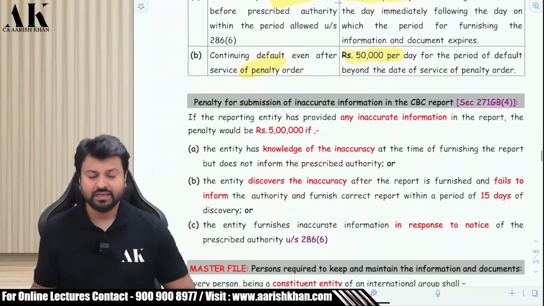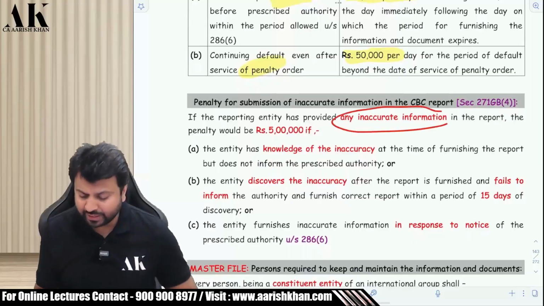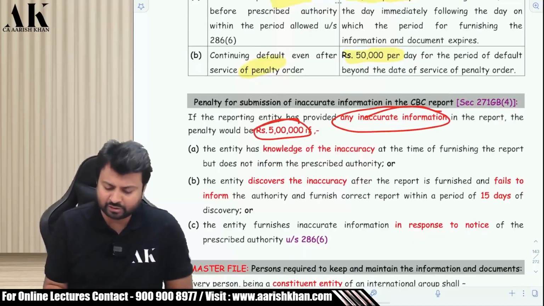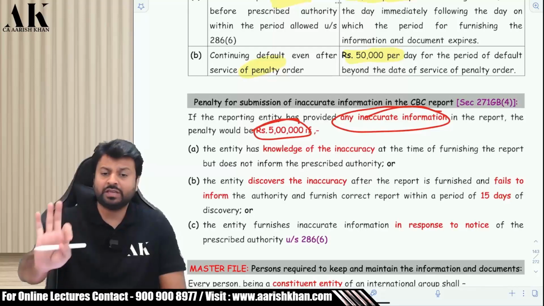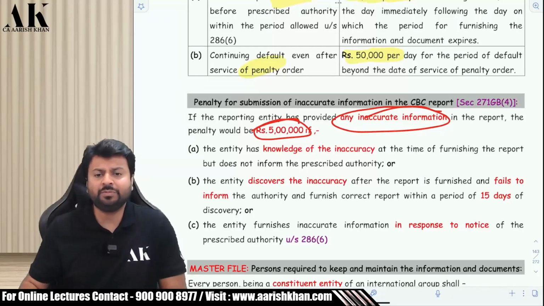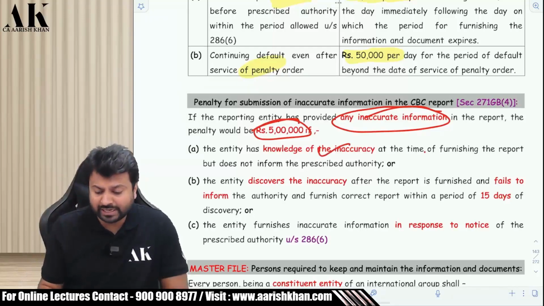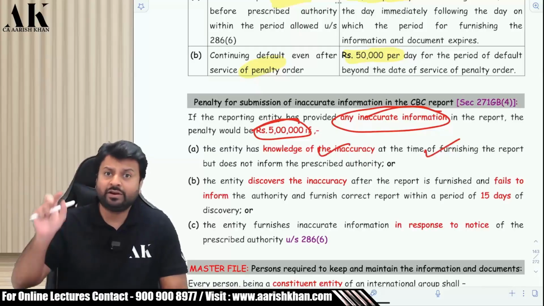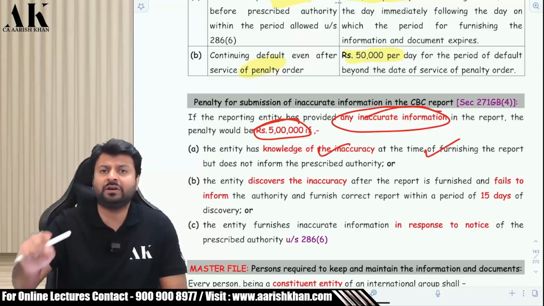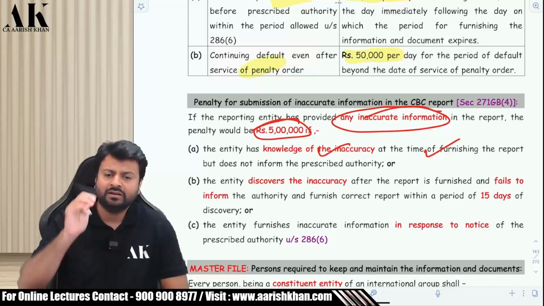Next. If you file CBCR and give some inaccurate information in the CBCR, then a penalty of 5 lakh rupees. You are filing CBCR, but you are giving inaccurate information. Then 5 lakh rupees penalty if you had the knowledge of inaccuracy at the time of furnishing. You knew that whatever information you are putting is wrong, still you give that wrong information, 5 lakh penalty.